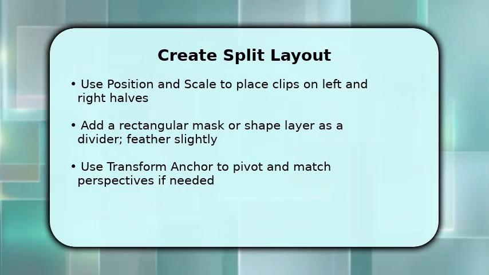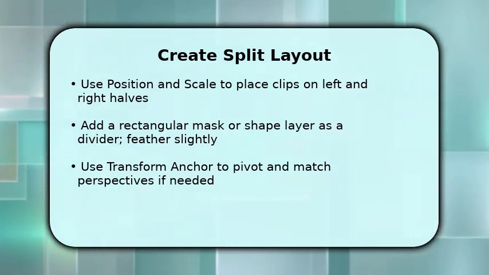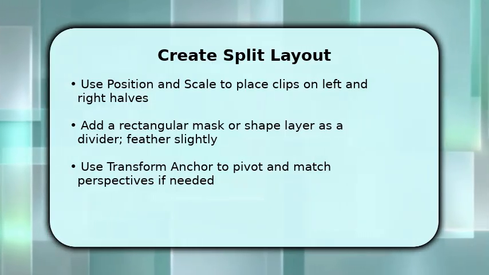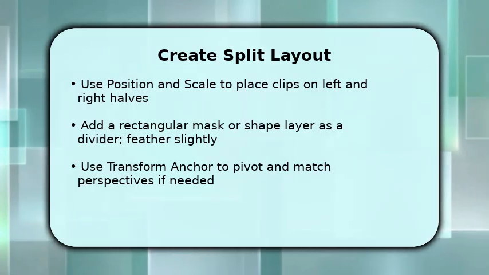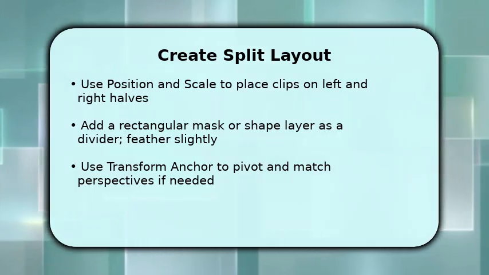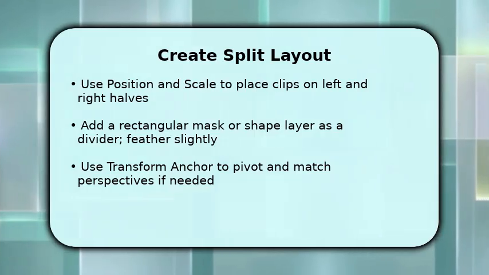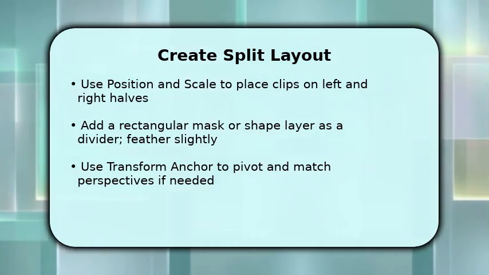If you need a soft edge, add identical rectangular masks and feather them a few pixels to avoid hard seams. For complex shots, add a shape layer as a visible divider and adjust anchor points to correct perspective mismatch. Once aligned, solo each layer and check motion continuity across the seam.